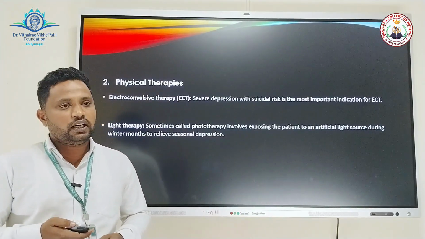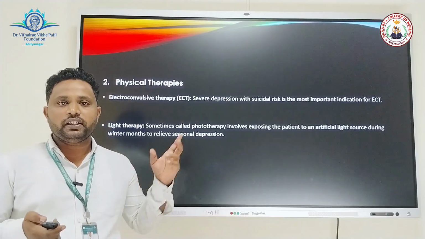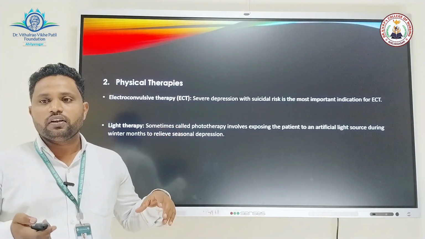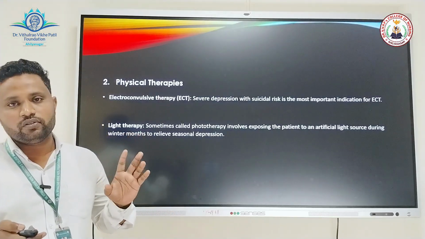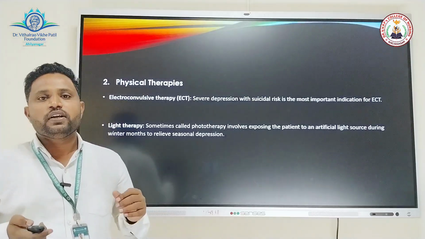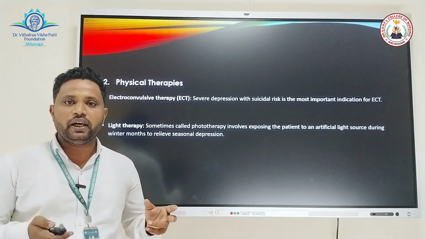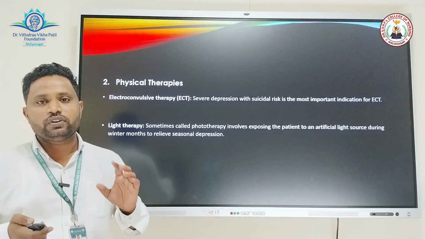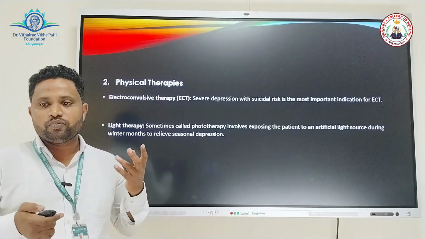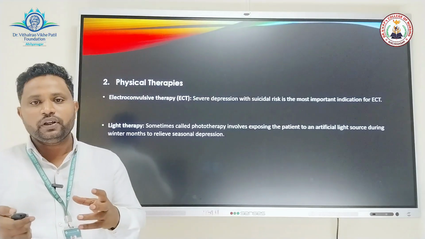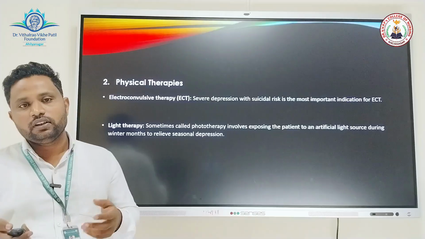Then next is physical therapy, in that electroconvulsive therapy, that is called ECT. ECT is mainly indicated in depression if the patient has severe depression with suicidal risk. ECT is also indicated if the patient is not responding to drug therapy and psychotherapy. In that case, electroconvulsive therapy is a life-saving and very effective treatment. Then light therapy, sometimes called phototherapy, involves exposing the patient to an artificial light source during the winter season to relieve seasonal depression.